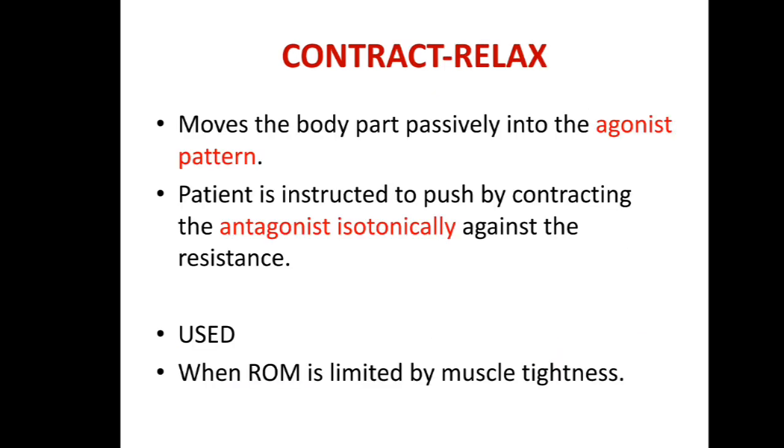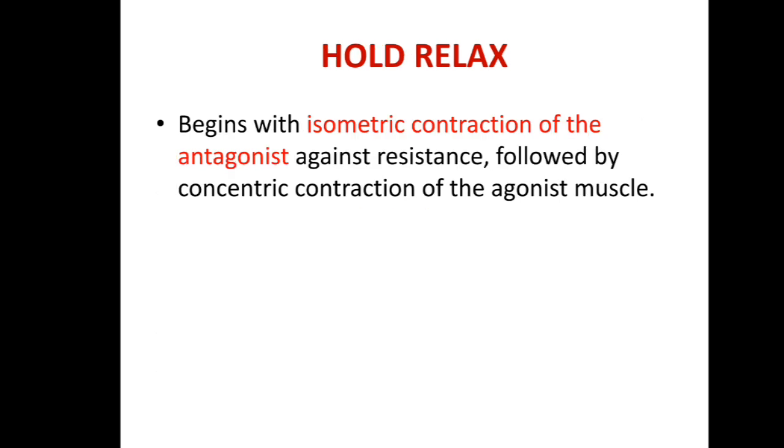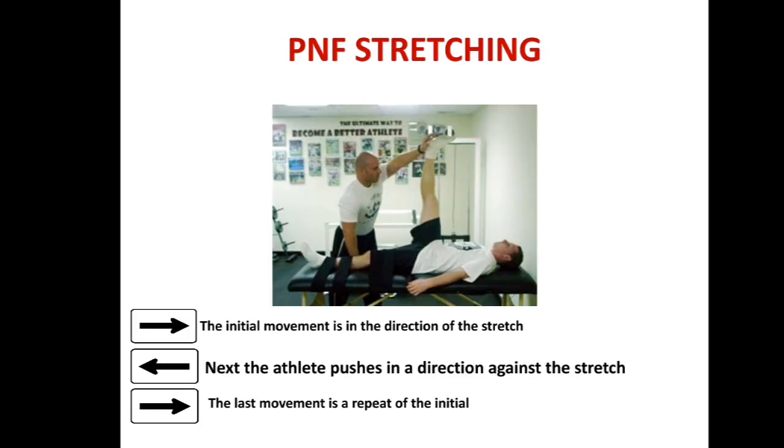Contract relax: it moves the body part passively into the agonist pattern. The patient is instructed to push by contracting the antagonist isotonically against resistance. It is used when range of motion is limited by muscle tightness. Hold relax begins with isometric contraction of the antagonist against resistance followed by concentric contraction of the agonist muscle.